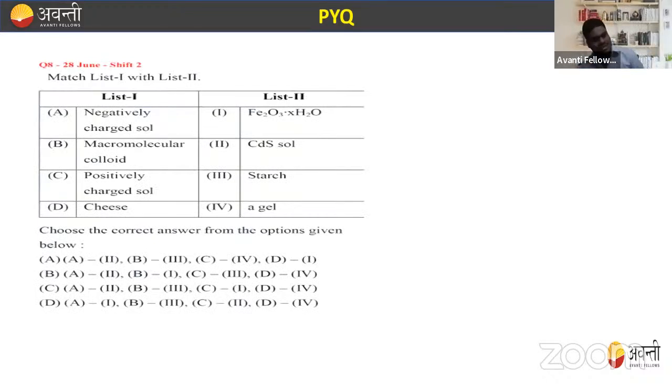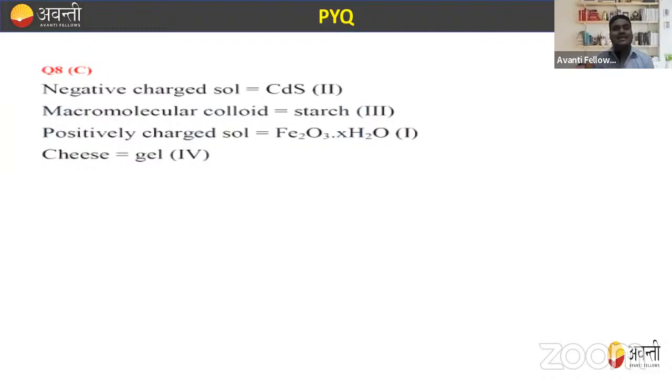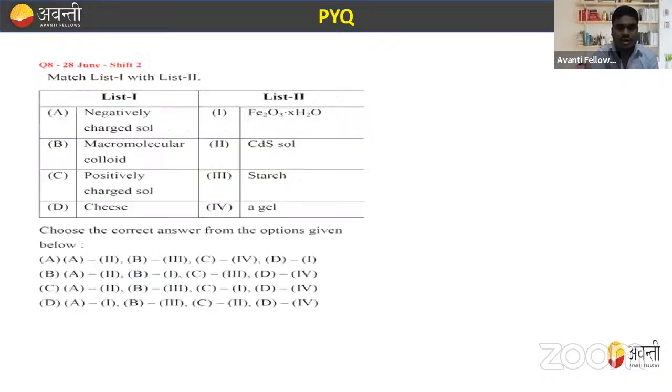Now, out of this, you have to match list 1 with list 2. There is a negatively charged sol, macromolecular colloid, positively charged colloid, and cheese. Out of this, the options are CdS solution, starch, a gel, and Fe2O3.xH2O. You have to identify the following. So we know that the negatively charged sol is CdS, right? Similarly, the macromolecular colloid is starch, and the positively charged sol is Fe2O3.xH2O. And the example of cheese is gel. This is an example of liquid in solid, right? So these are the correct matches. That is, option number C is the absolutely correct answer for this question.